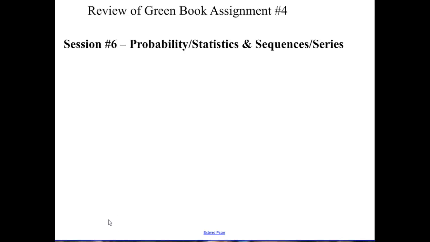In this recording, we're going to review Green Book Assignment number 4, Probability and Statistics and Sequences in Series. If you're using the companion packet, look at session number 6 at the end of the packet.